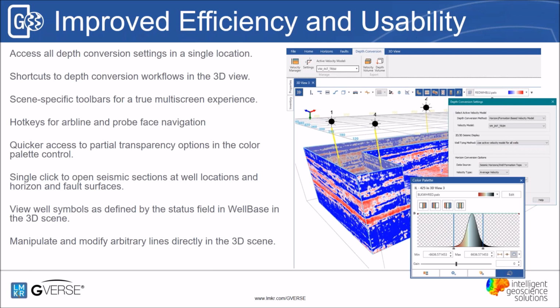We've also added a depth conversion tab in the 3D view ribbon, so you can access your depth conversion workflows directly from the 3D view without having to switch back and forth between the two interfaces. So these are the things that are all part of the 2017.3 release, and I'm now going to demonstrate some of these workflows so that you can see these features in action.